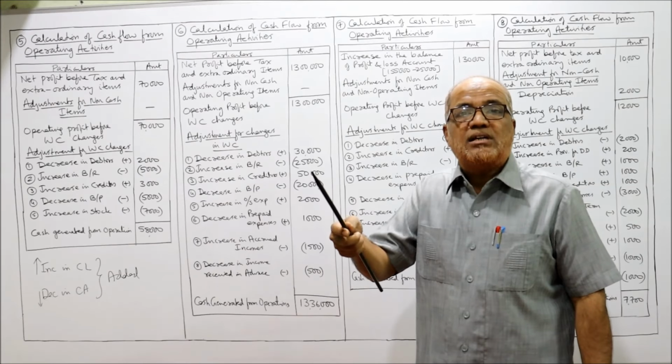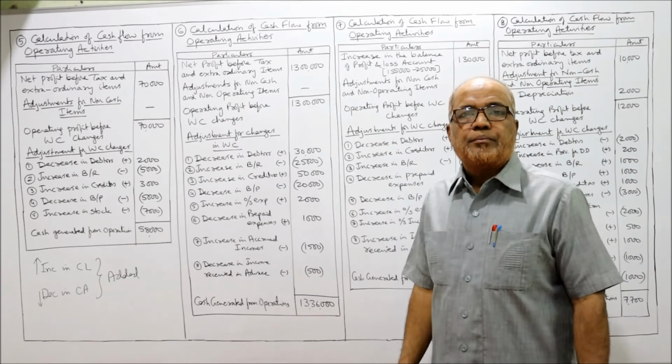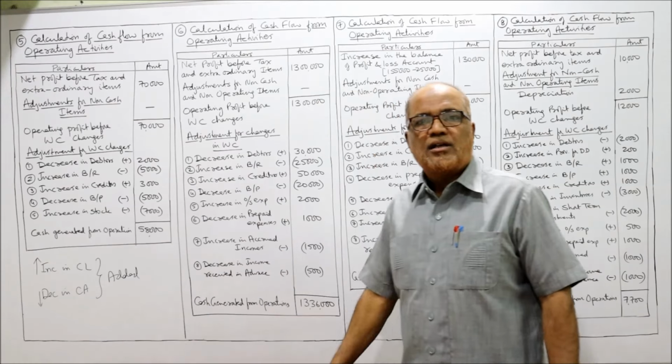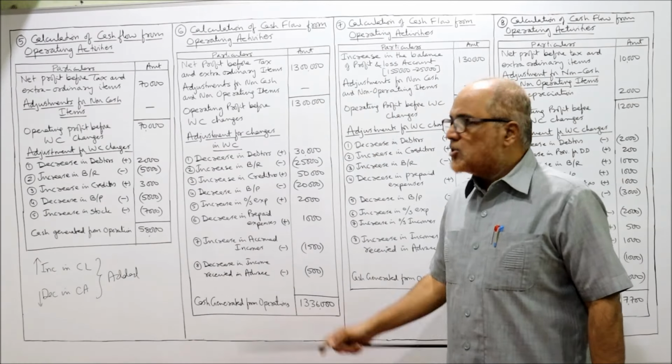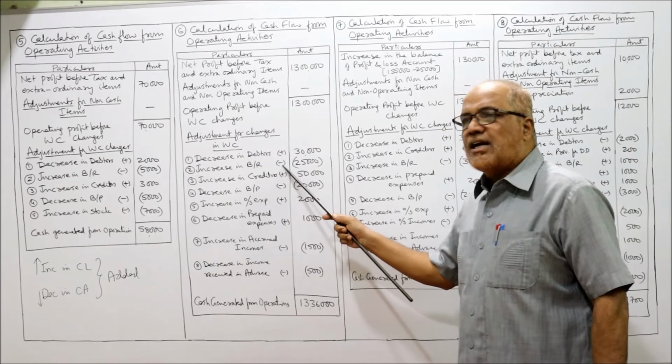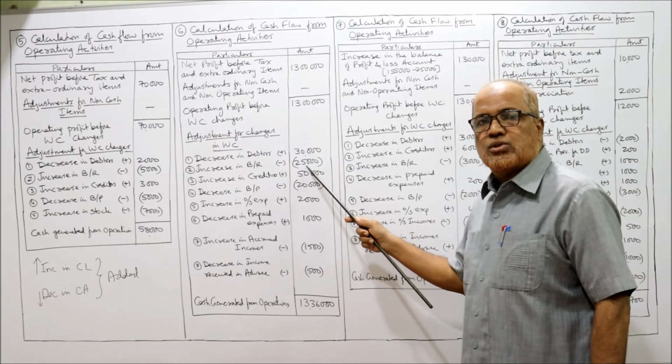Increase in bills receivable is deducted. Because for a decrease we have added, so for an increase we will deduct. So increase in bills receivable deducted, minus 25,000.